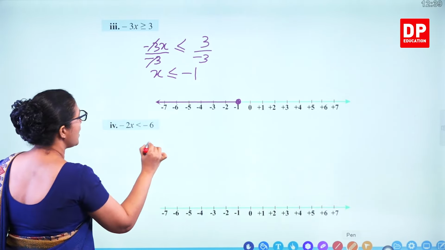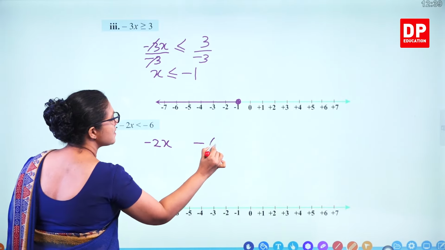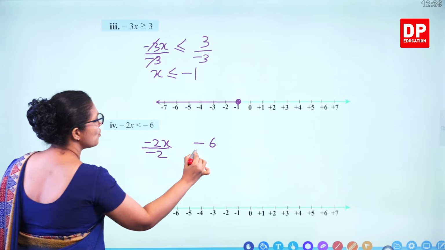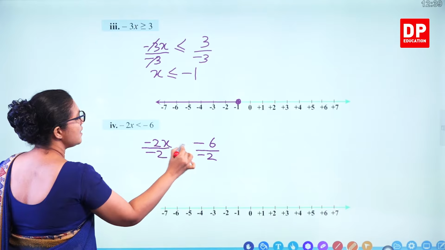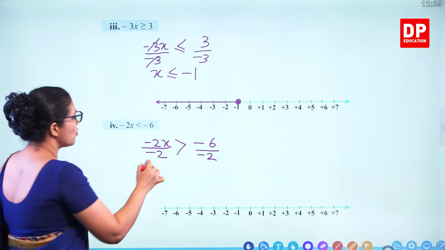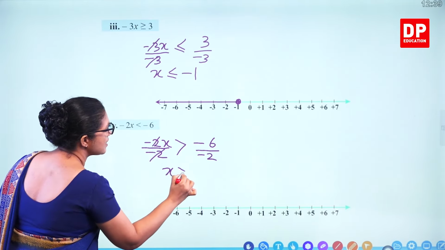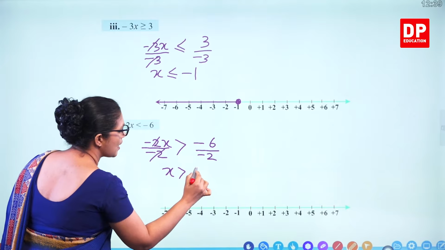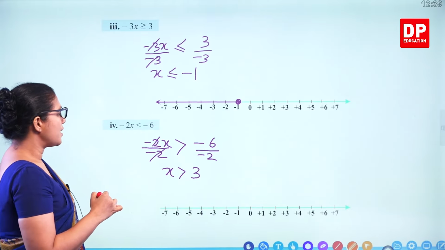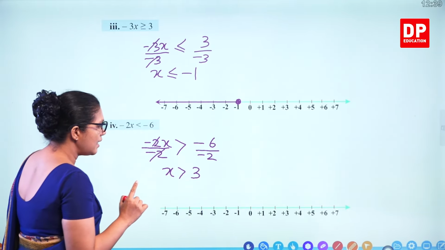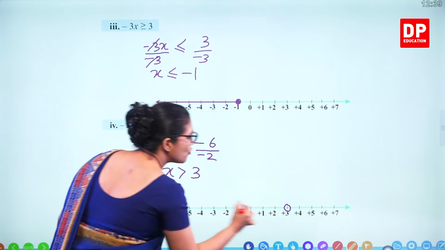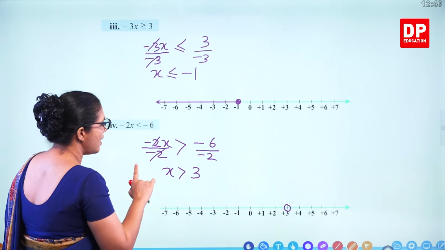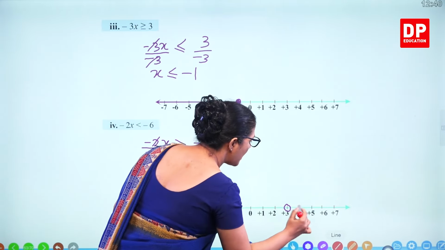This one, minus 2x and minus 6. You have to divide by minus 2. Sign changes. So you get x is greater than, minus minus becomes plus, that's plus 3. Greater than 3, 3 is not included. So you draw an open circle there and the arrow towards the right hand side.